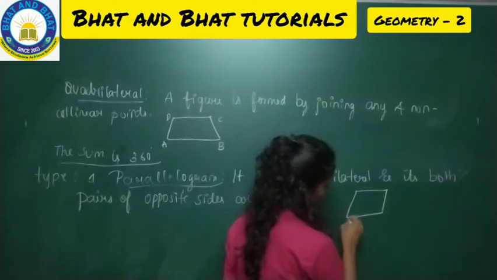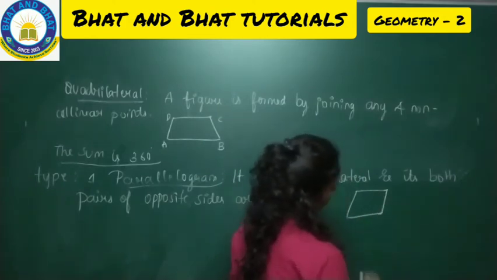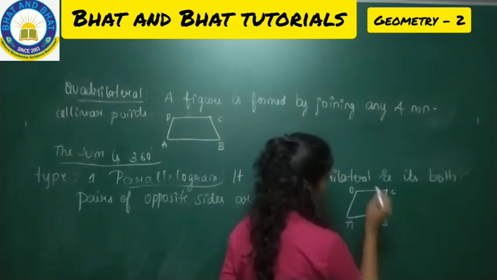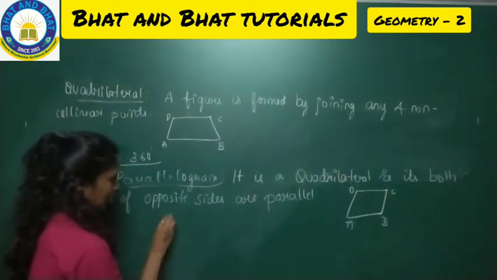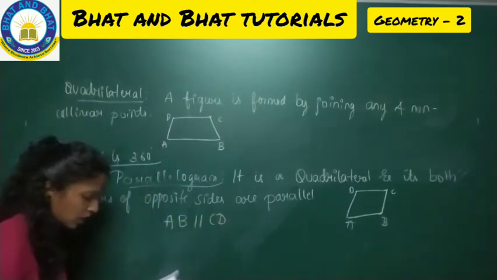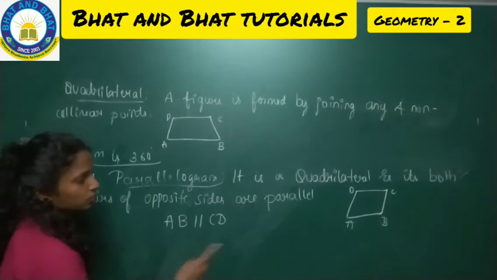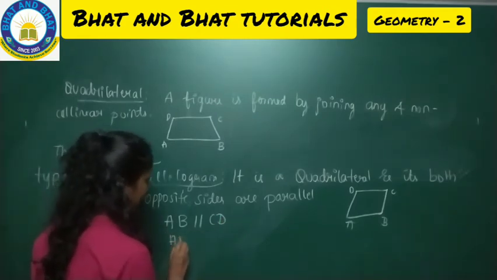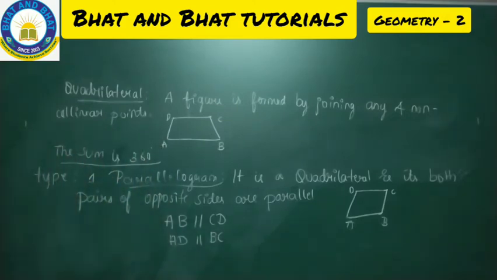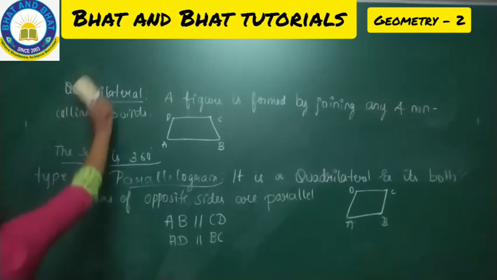This we call a parallelogram, and I just named the parallelogram here as A, B, C, D. So in the parallelogram, AB is parallel to CD. This is how we write it, and also AD is parallel to BC. Make a note. So fine, hope you all copied the first type, the parallelogram. Now let us move on to the second type. Have a look into the second type.